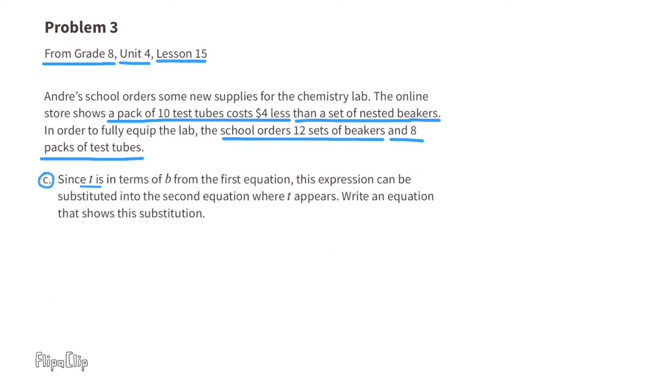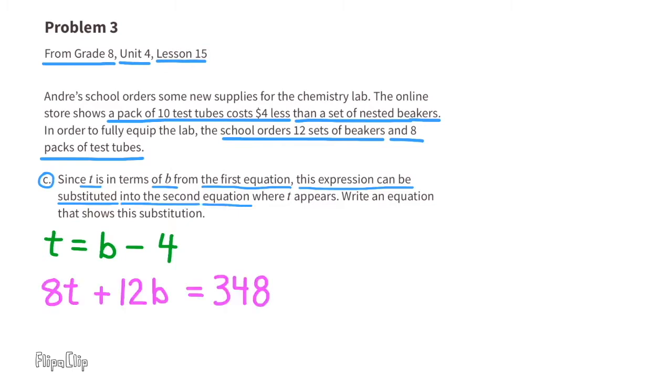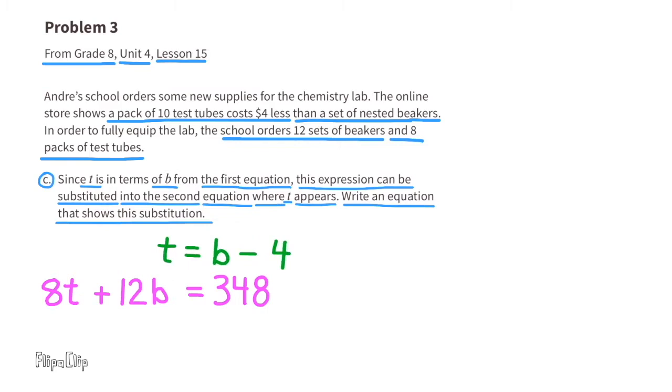C. Since T is in terms of B from the first equation, this expression can be substituted into the second equation, where T appears. Write an equation that shows this substitution. In green, we have the first equation that shows the value for T. T equals B minus 4. We can substitute the T from the second equation with B minus 4. So now it reads 8 times B minus 4 plus 12B equals 348.